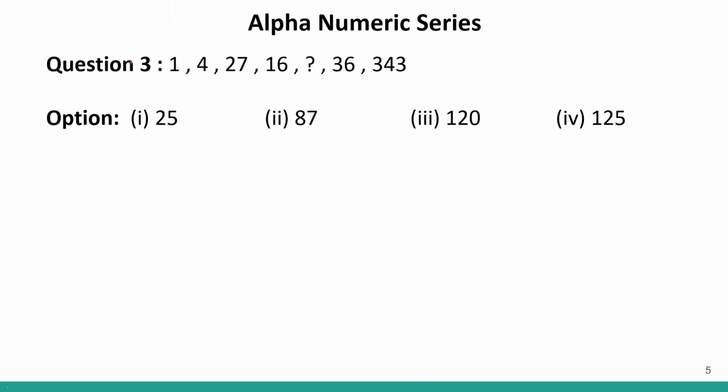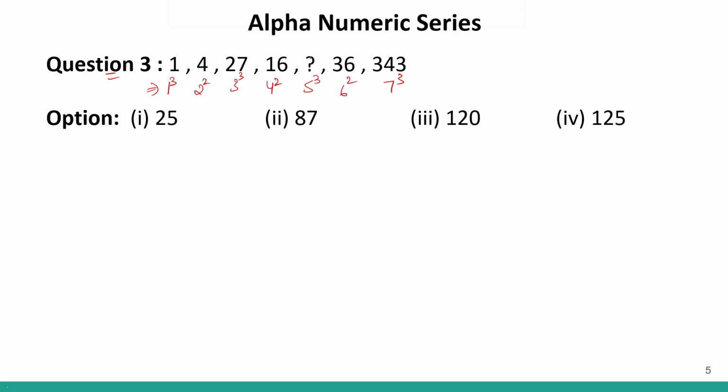Clear? Question number 3. We have 1, 4, 27, 16, 36, 343. These are very familiar numbers. If you remember cubes and squares, you can say this is 1 cube, this is 2 square, 27 is 3 cube, 16 is 4 square, 36 is 6 square, and 343 is 7 cube. So now I can see a pattern. We are alternating between cubes and squares. So this is 1 cube, 2 square, 3 cube, 4 square. Next will be 5 cube, 6 square, 7 cube.